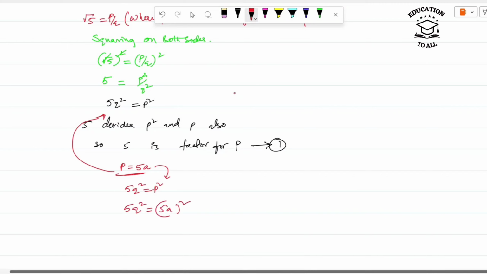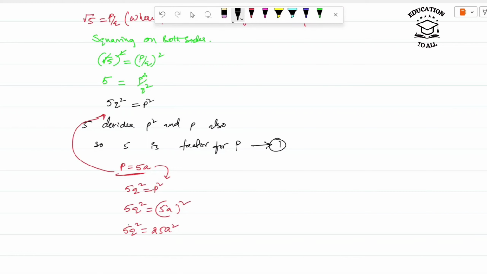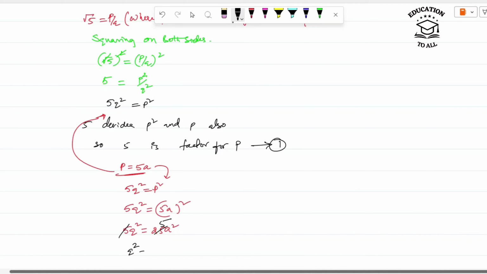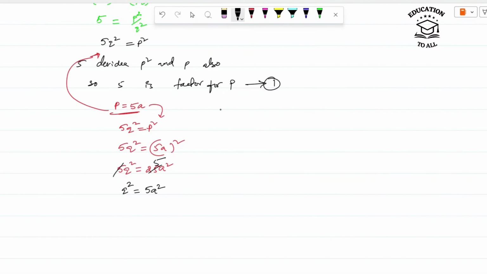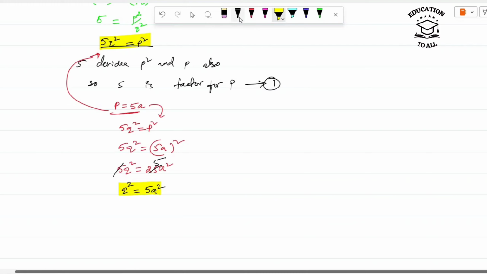5a whole square, so we expand it. 5q square is equal to 25a square. Now I can say that in 25, 5 times 5, so one 5 cancels. q square is equal to 5a square. And we can repeat the same previous statement here. Before we got 5q square is equal to p square. Now we got q square is equal to 5 times a square.